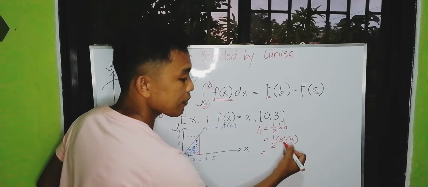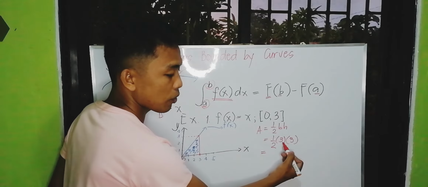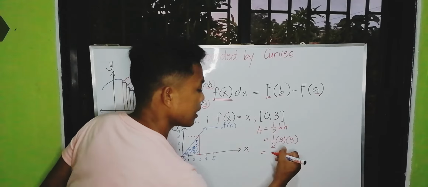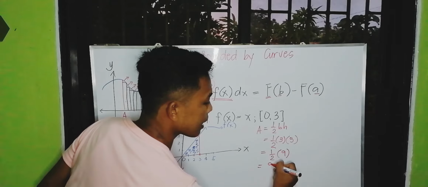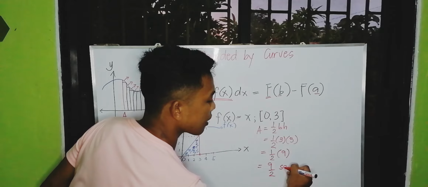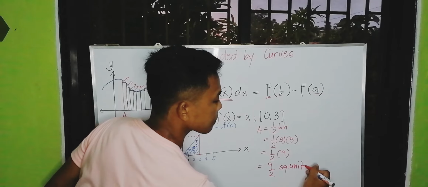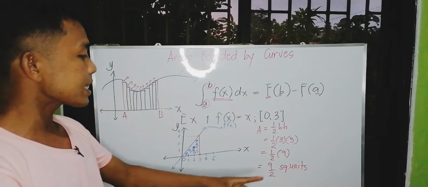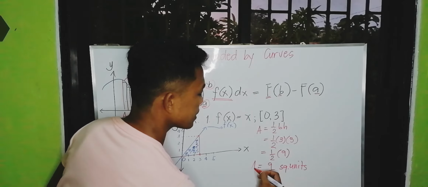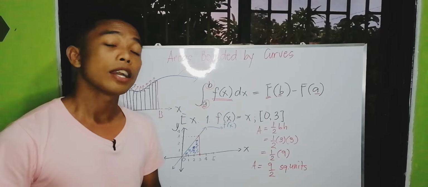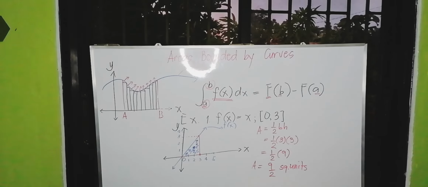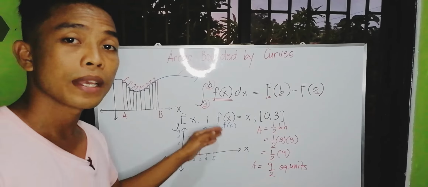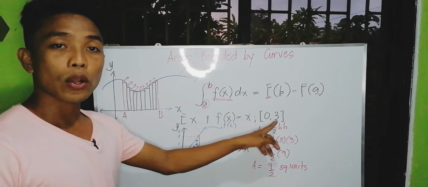We have 1/2 times 3 times 3. I-multiply muna natin yung 3 and 3. The answer is 9. So we have 1/2 times 9. Therefore, this is 9 over 2 square units. Ayan. The answer is 9 over 2, or the area is given by 9 over 2 square units. So, yun ang gagamitin natin, or that is now the value of your area bounded by this function and the x-axis including the closed interval.